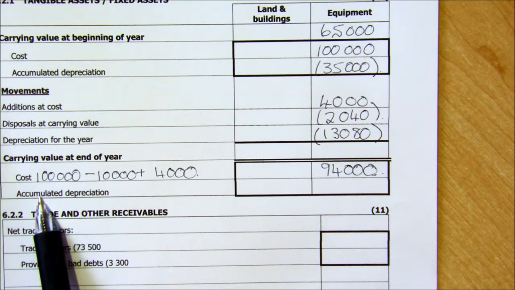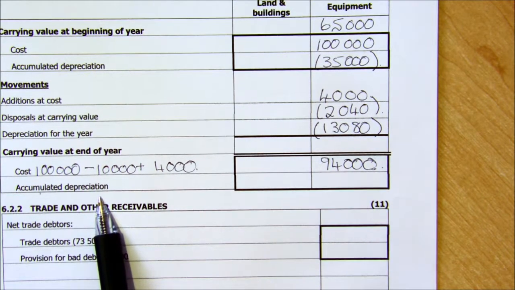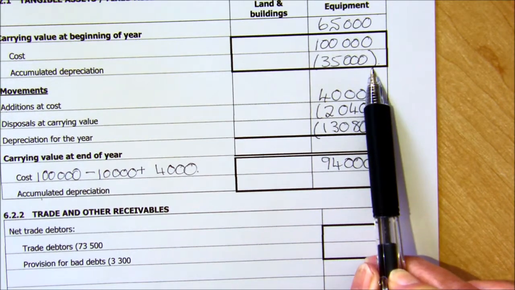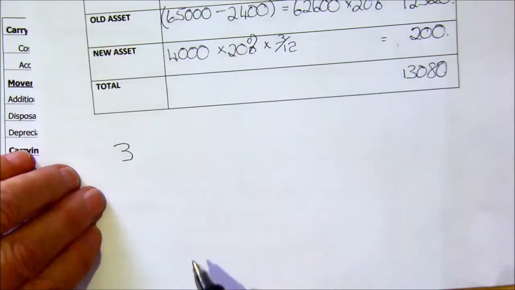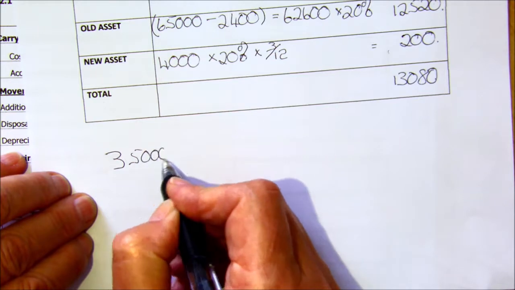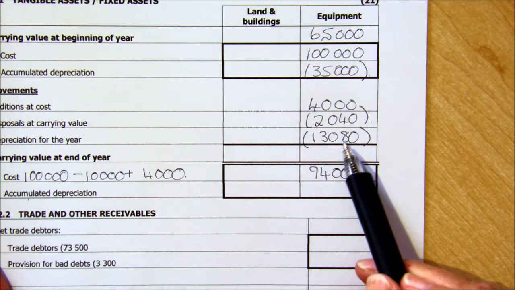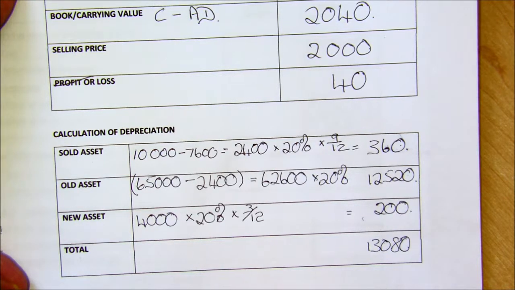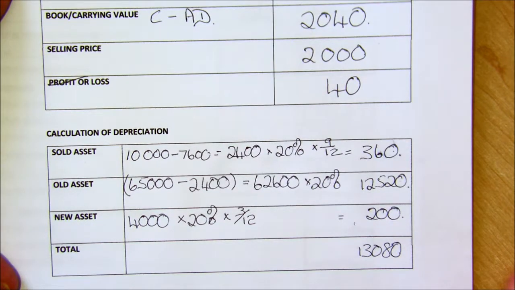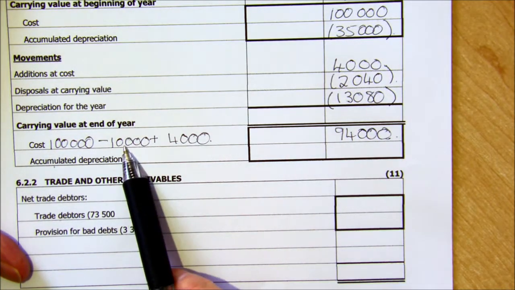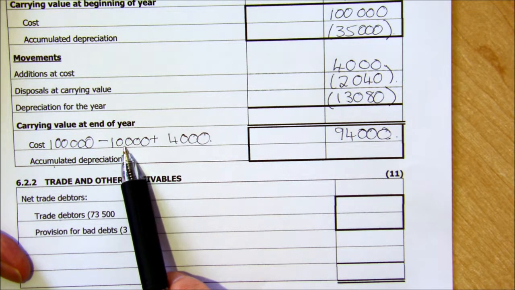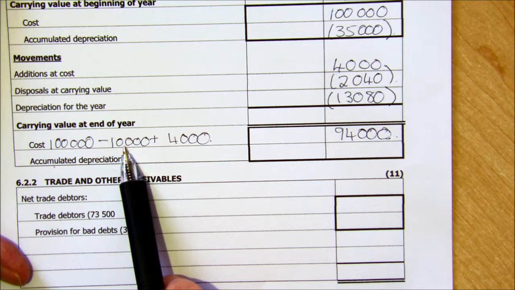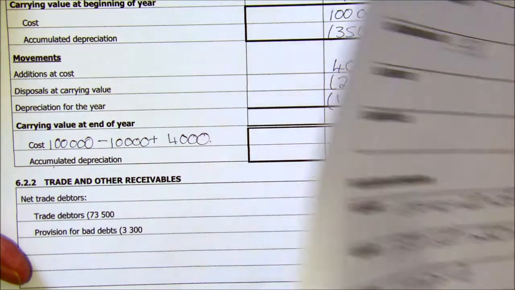Now the accumulated depreciation is a little bit more involved. Over here, again, you start with what you had at the beginning. You've got 35,000. So we had 35,000 at the beginning of the year. We know that we wrote off an extra 13,080. So that added on to our accumulated depreciation. So plus 13,080. But, and this is where the but comes, just like you subtracted the cost price of the asset that you sold, you need to subtract the total depreciation on the asset that you've sold. The total amount of depreciation that had been written off.